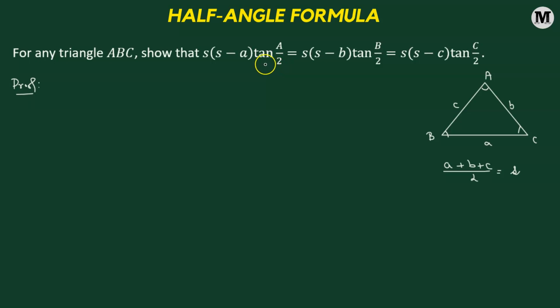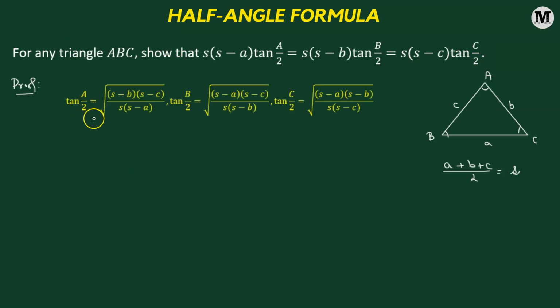Here we need to specify the half angle formula for tan(A/2), tan(B/2), and tan(C/2). Tan(A/2) is defined by the square root of (s − b)(s − c) divided by s(s − a). Similarly, we have the half angle formula for tan(B/2) and tan(C/2). So we'll begin with s(s − a) tan(A/2).